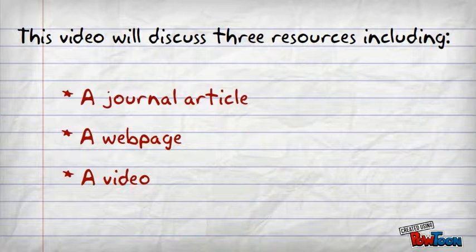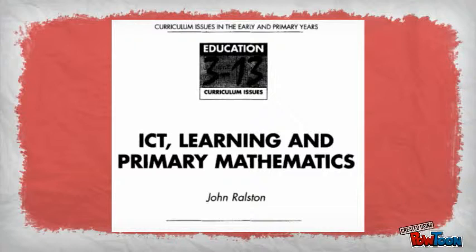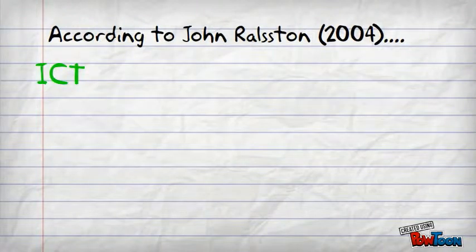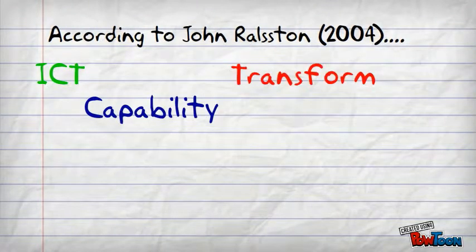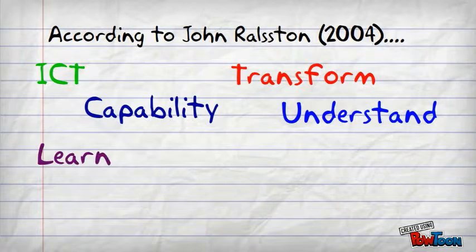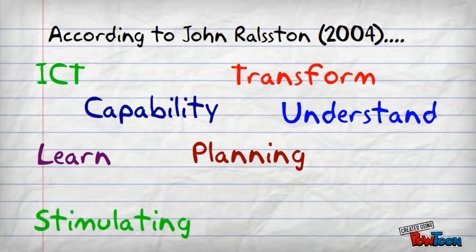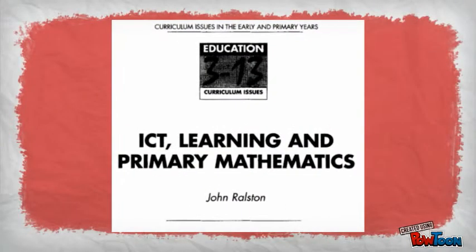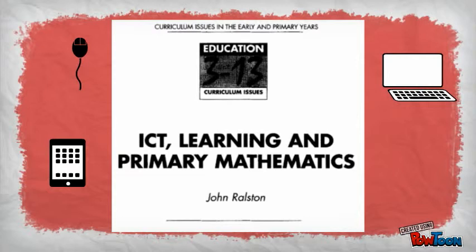The first of my 3 resources is a journal article titled ICT, Learning in Primary Mathematics by John Ralston. According to Ralston, ICT has the capability to transform the way pupils understand and learn mathematics. When used with sensitivity and careful planning, it can act as a catalyst, contributing to a stimulating classroom climate which can bring mathematics alive. This article doesn't focus on the technologies used, but rather it discusses the overall use of ICT in the mathematics classroom.